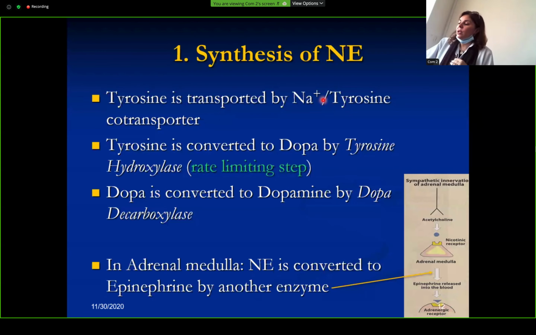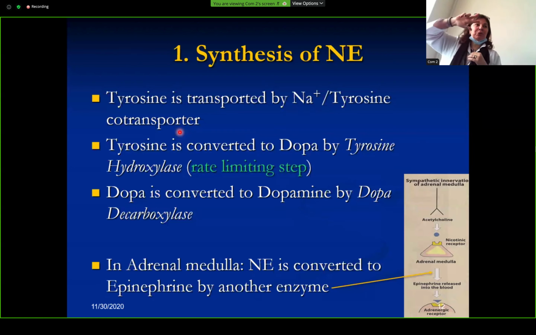So now we go to synthesis of norepinephrine. Remember, tyrosine is transported by the sodium tyrosine co-transporter. So if anything inhibits the sodium tyrosine co-transporter, what will happen? Less norepinephrine. Remember, if you find any medication later on in any upcoming block, the drug can affect what? Receptors, and what else? Enzymes. Before enzymes.